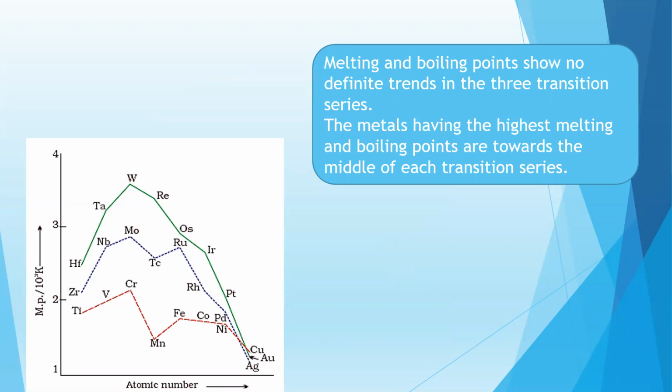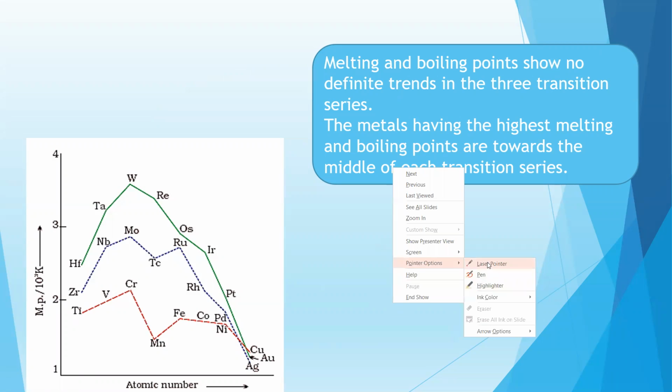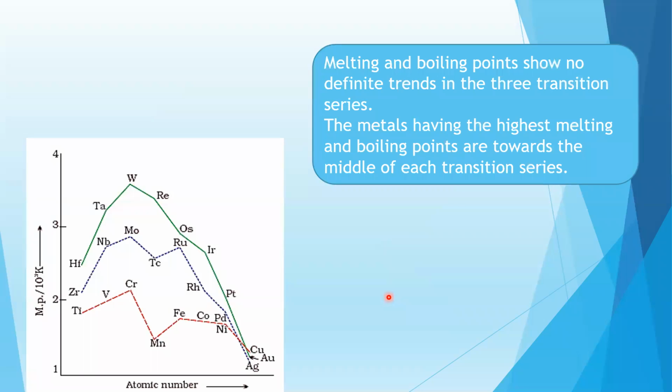On the left hand side of our screen, you can see a graph of 3d, 4d and 5d series elements with melting point versus atomic number. You can see here that the melting point and boiling point show no definite trends in the three transition series. The metals having the highest melting and boiling points are towards the middle of each transition series.